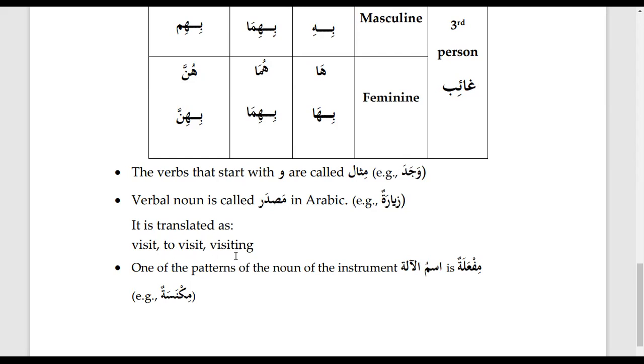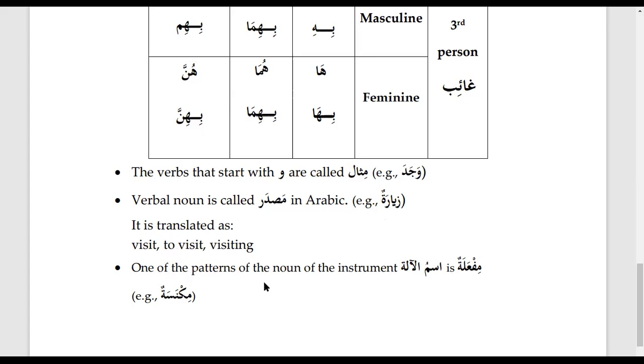So for example, in English, we say go and goes, and then we say going, and we also say to go. So similarly, we can say visit, we can say to visit, and we can say visiting. So ziyaratun can be translated as visit, to visit, or visiting. So the only thing that we need to know is that masdar can be translated as bare infinitive, as we call that, and it can be translated as infinitive, that means to plus the first form of the verb, or it can be translated with ing.